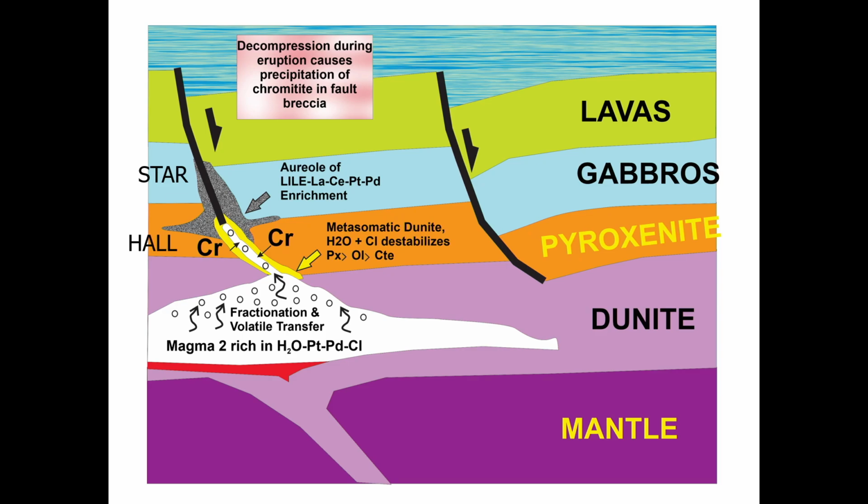When the fault actually contacts this chamber, it'll drain, right? So you'll get a huge decompression effect, and the chrome just falls out of solution and fills the breccia. So that's how these things form.